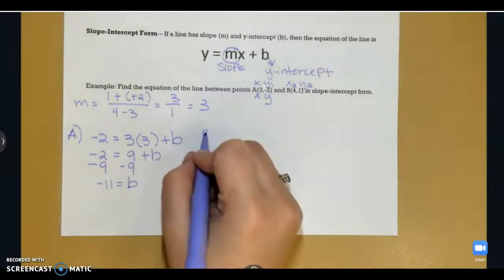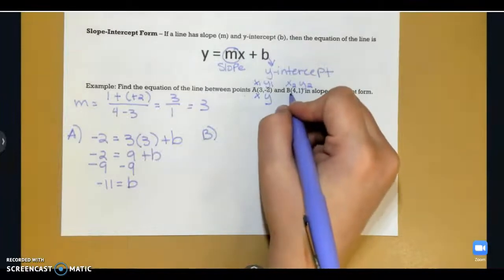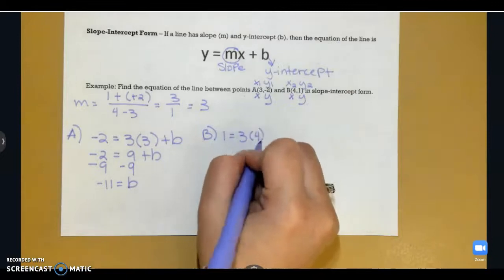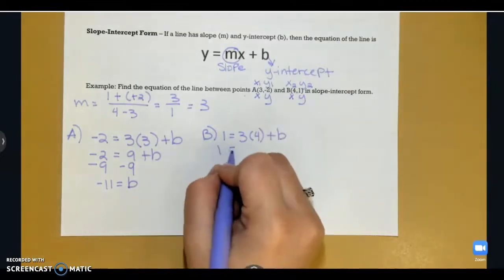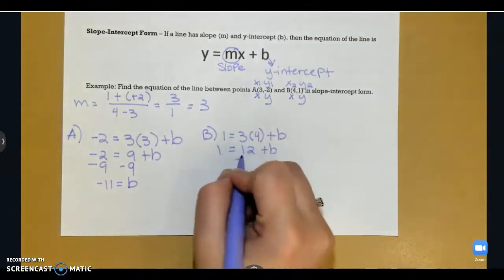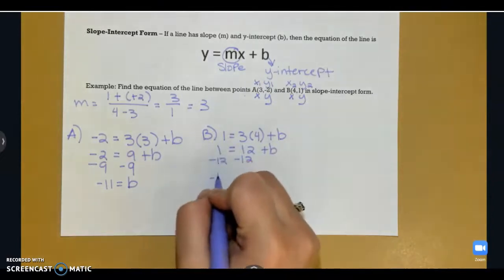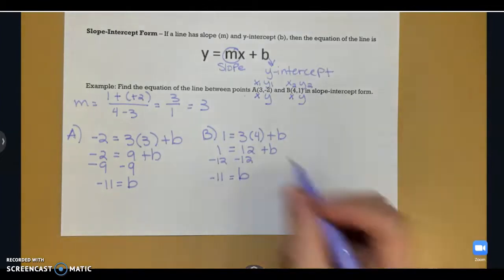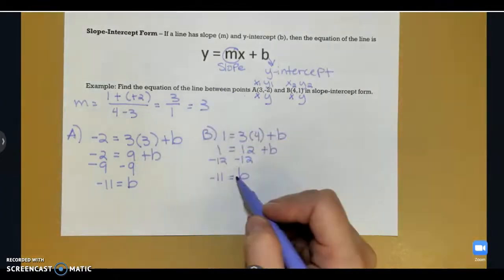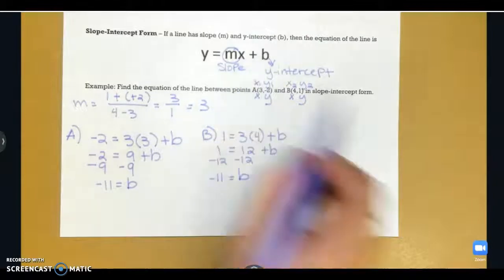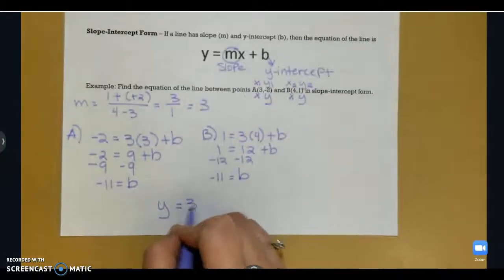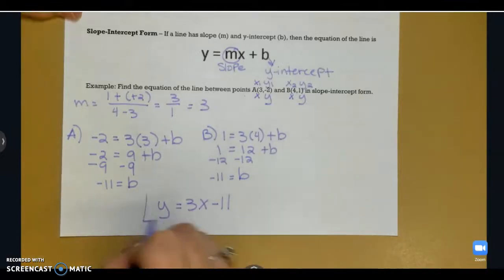Now if I use my coordinates from B, my x is going to be 4 and my y is going to be 1. And I will get the same answer if I use the coordinates from B. So either way, we get that b is negative 11. So now that I have my slope is 3 and b is negative 11, I can plug both of those values into my equation of my line. So y equals 3x minus 11. That is the final answer we were looking for here.